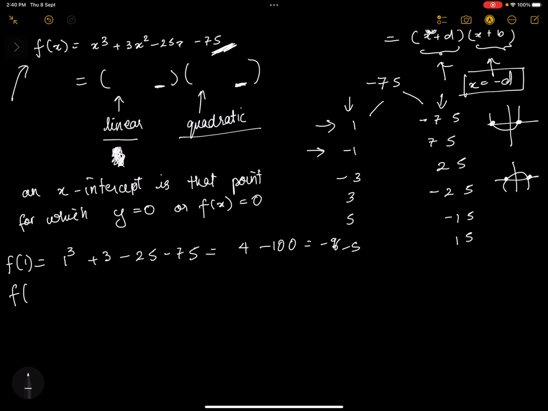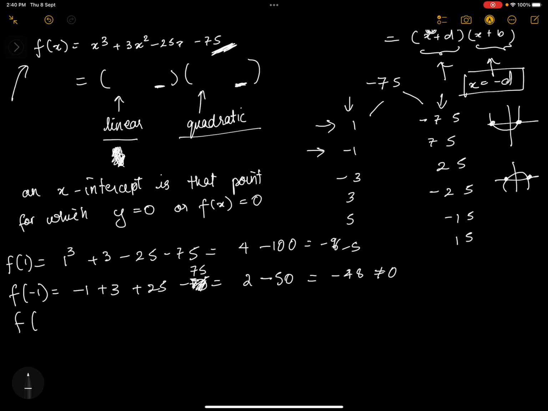Now we go on to the next factor, which is f of minus 1. We will get minus 1 plus 3 plus 25 minus 75, which is 2. One second, we were putting minus 1, right? So this becomes 25, and this is minus 75. So this is 2 minus 50, which is equal to minus 48, which is again not equal to 0.